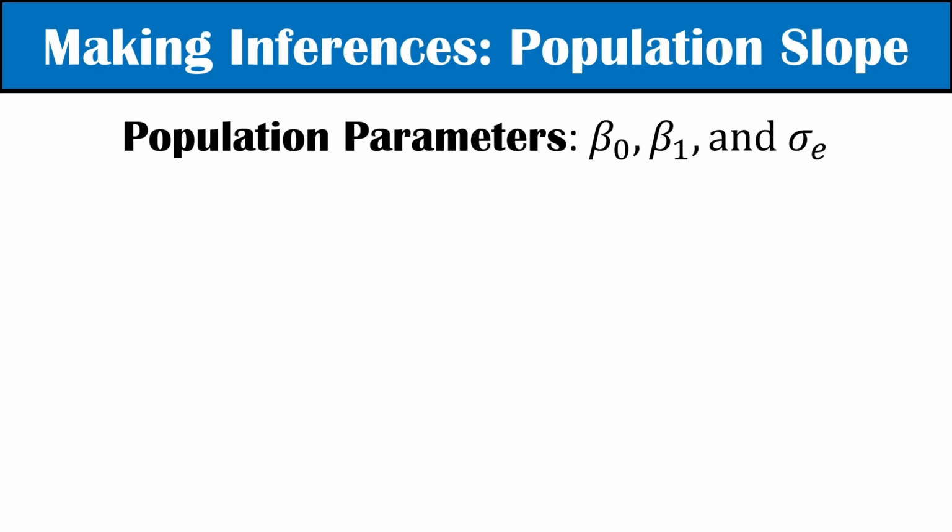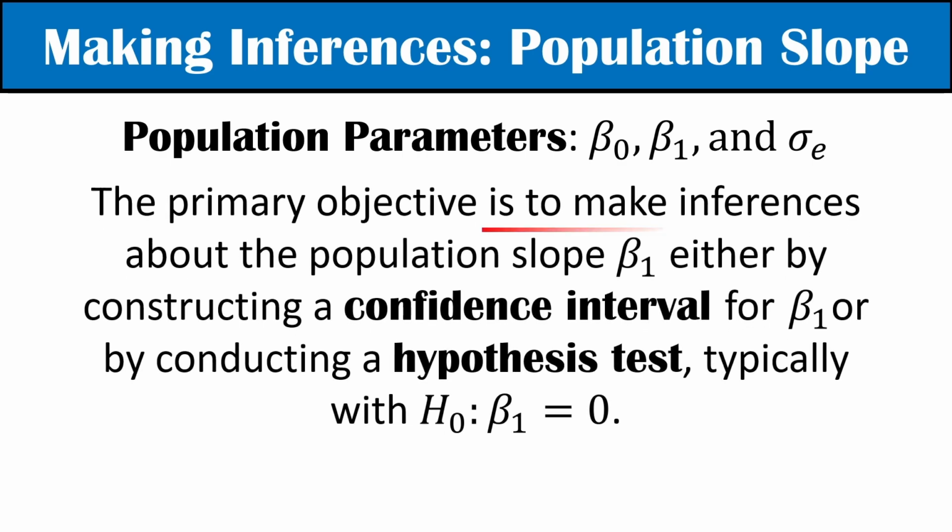Okay, so now we talk about making inferences. Things are going to get even more concrete now. We have population parameters, as I mentioned. So beta 0 is the population intercept, beta 1 the population slope. The sigma with the little e in the corner is a population standard deviation for the random component of the model due to individual differences. The primary objective is to make inferences about the population slope, which is the beta 1.